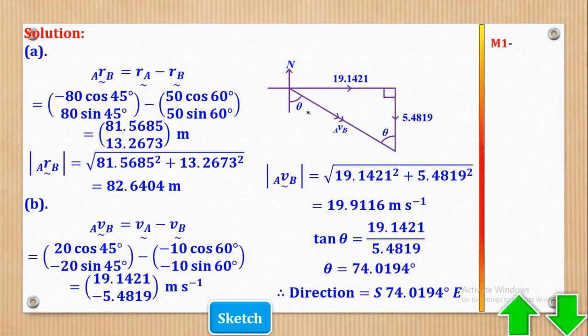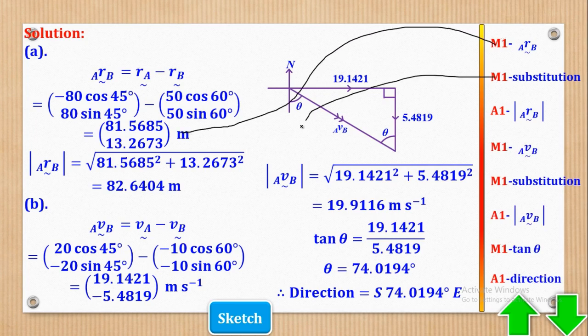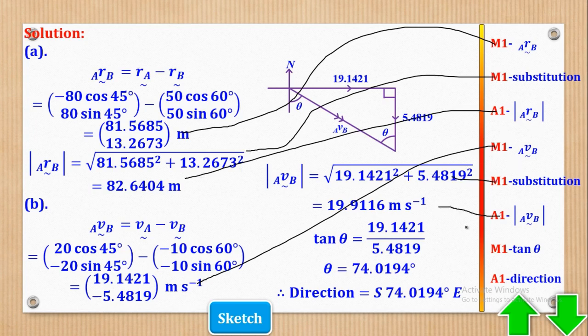So before we go to the next slide, let's see how much can be awarded for this slide. So here M1 will be for getting this relative position, and this M1 for substituting, and A1 for the magnitude. Then here also M1 for getting this relative velocity in vector form, M1 for substituting, A1 for the magnitude, M1 for getting this tan theta, and A1 for the direction. So this A1 is not given at this step, it is given at this step when you show the compass directions.